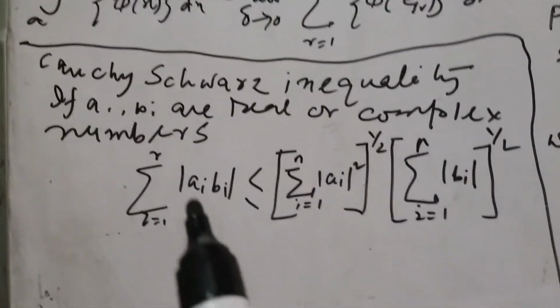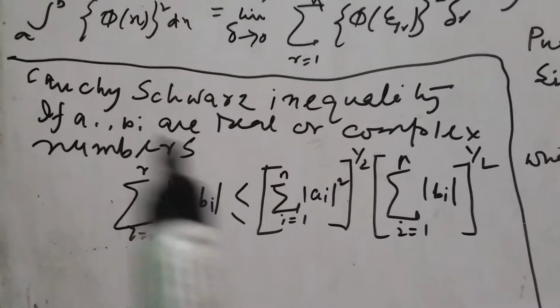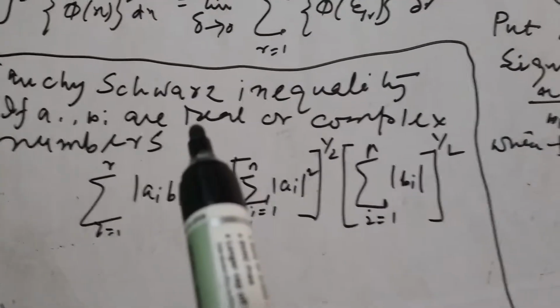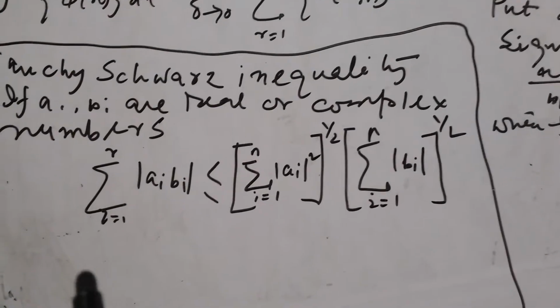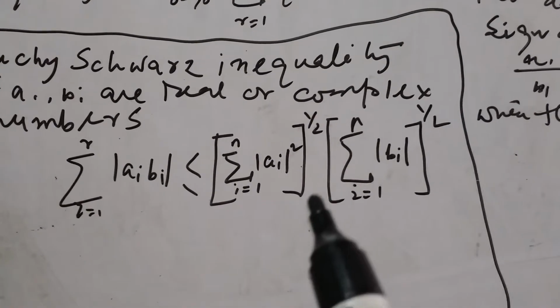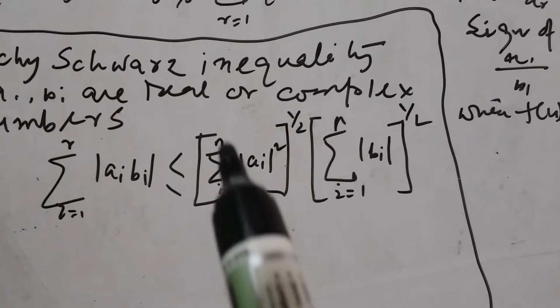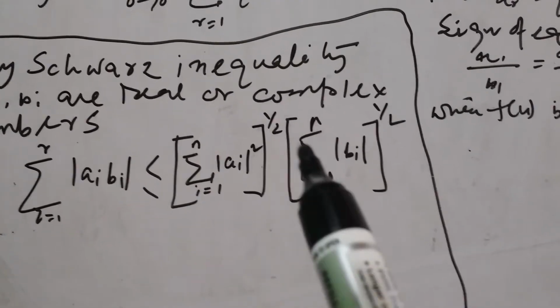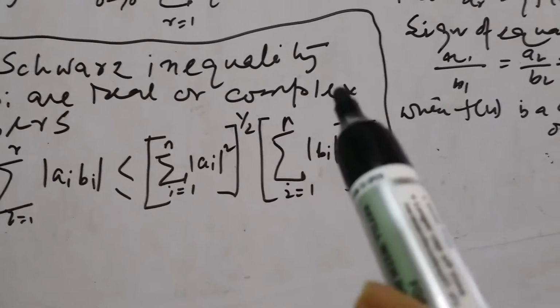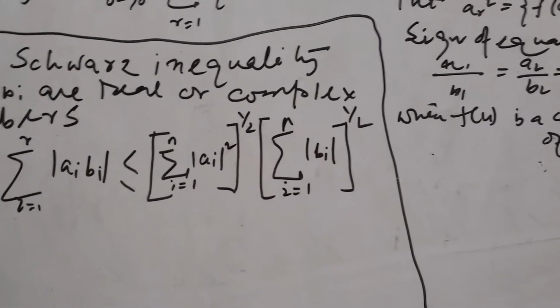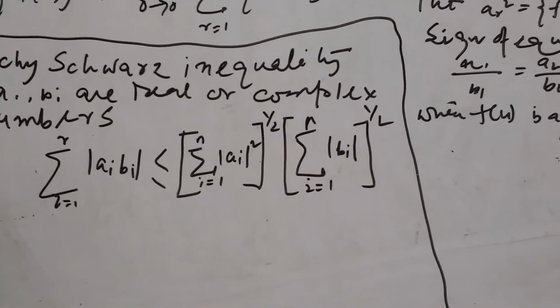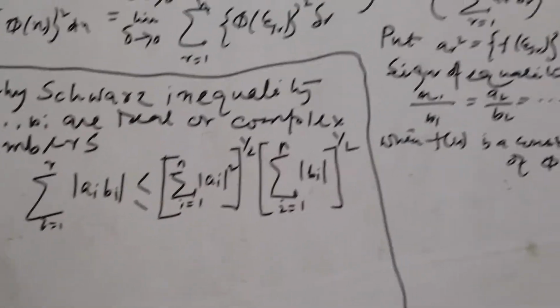Why? How can you establish this? In my earlier class I proved the Cauchy-Schwarz inequality for any real or complex numbers a_i, b_i: the modulus of the sum from 1 to n of a_i b_i is less than or equal to the square root of the sum of a_i squared times the square root of the sum of b_i squared. In my earlier video, I proved this.